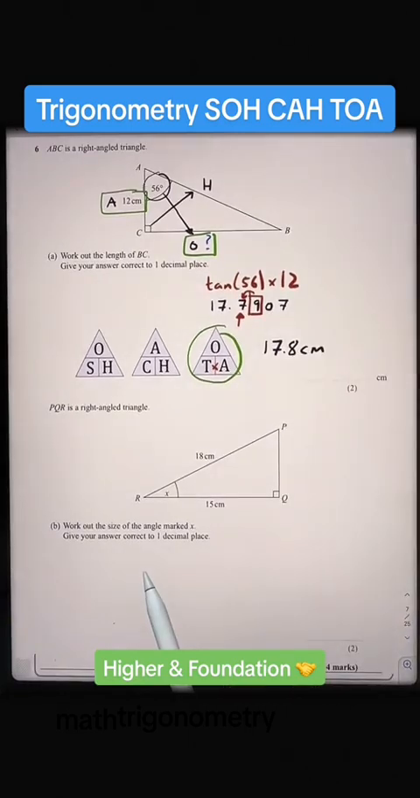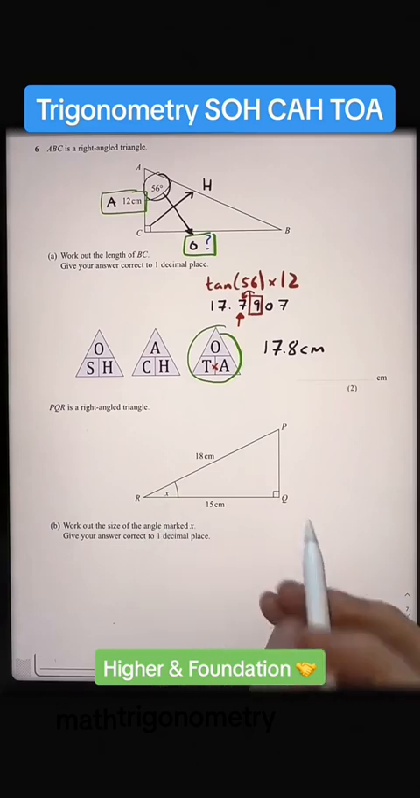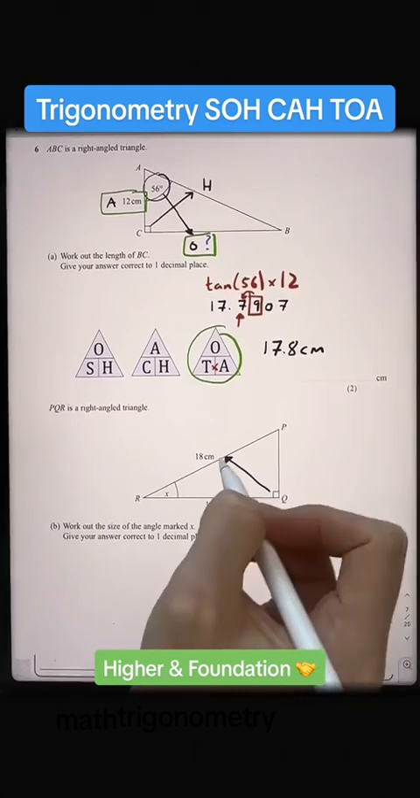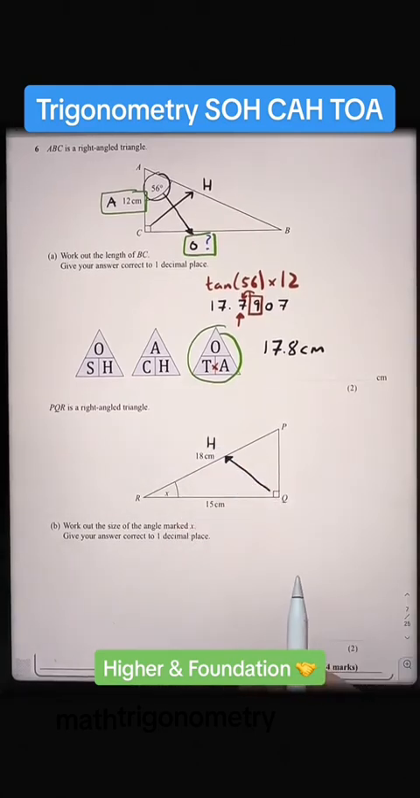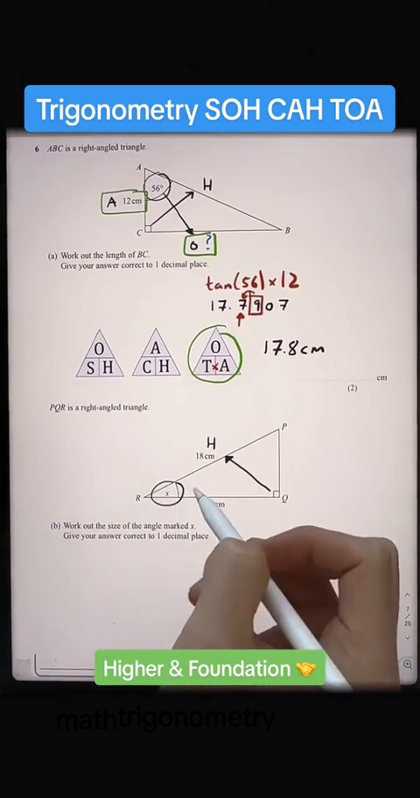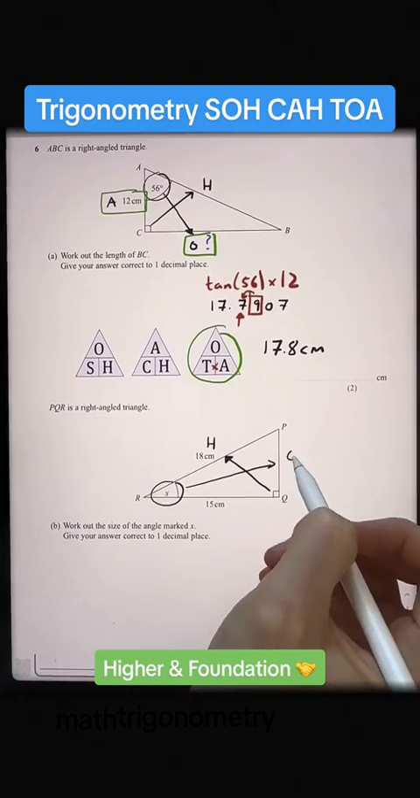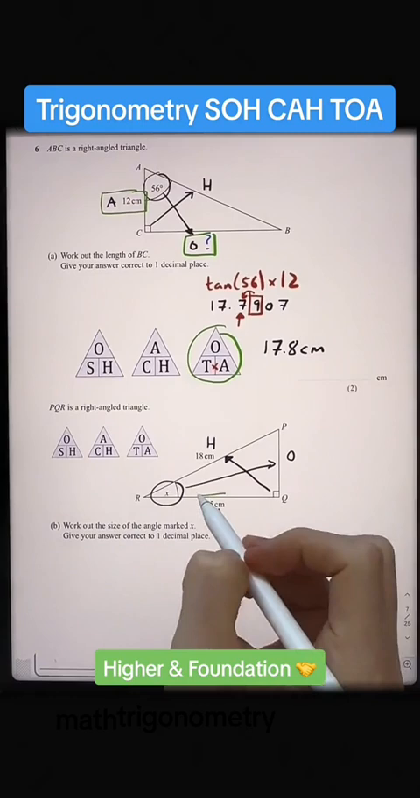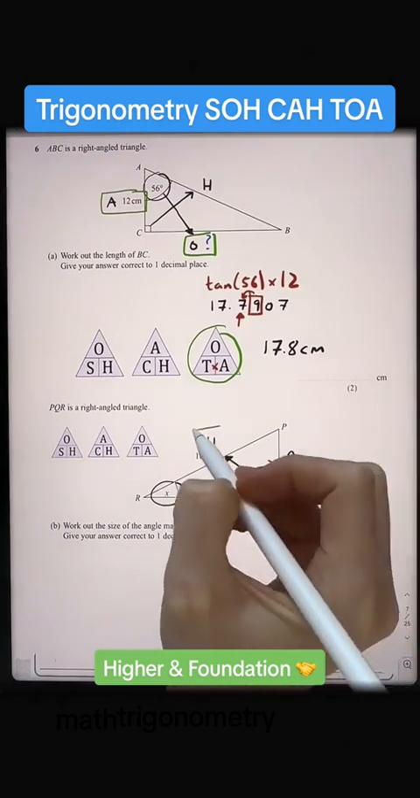Part B, work out the size of angle marked X. Again, I know it's SOHCAHTOA as I'm finding an angle in a right angle triangle. Therefore, I'm going to start by labelling my triangle H, O and A. H again is always the hypotenuse, the longest side, which is always opposite the right angle. O is always opposite the angle I'm given or finding. In this case, as I'm asked to find angle X, directly opposite will be O. And whatever's left is my A, i.e. adjacent to the angle.